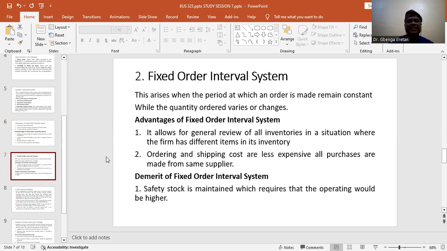Then what are the advantages of fixed order interval system? Number one, it allows for general review of all inventories in a situation where the firm has different items in its inventory. Number two, ordering and shipping costs are less expensive. All purchases are made from the same supplier. Then we'll look at the disadvantages of the fixed order interval system. Safety stock is maintained, which requires that the operating cost will be higher.